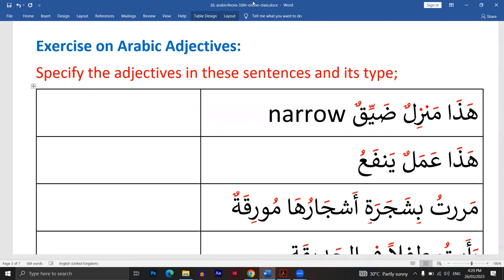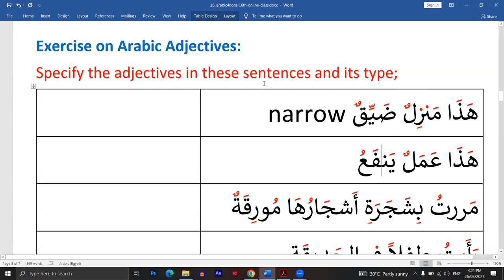Okay, and also in Arabic, the adjective is following the noun. It's not like in English. In English, the adjective precedes the noun. It's coming before the noun, like a good boy. Good is the adjective. It comes before the described noun, boy. But here in Arabic, it's vice versa. The adjective is following the noun. Okay, let's see the second.